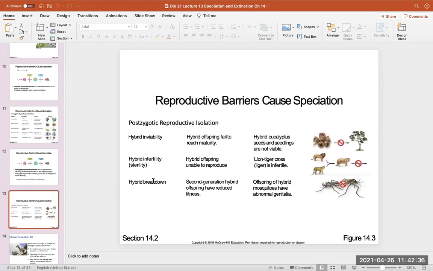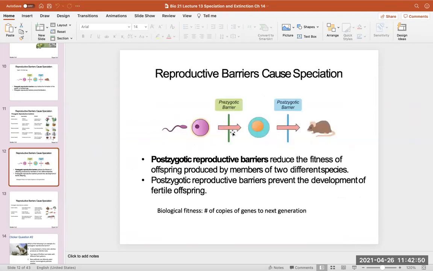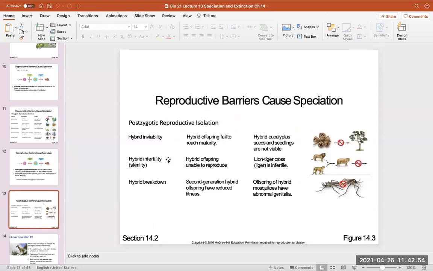So let's look at some examples. Hybrid inviability: it doesn't reach adulthood. Something happens, it fails to reach maturity. So this plant species, eucalyptus, and that's for a hybrid. That means you already have a zygote of a hybrid from 2 different species, and now it's going to be able to see.